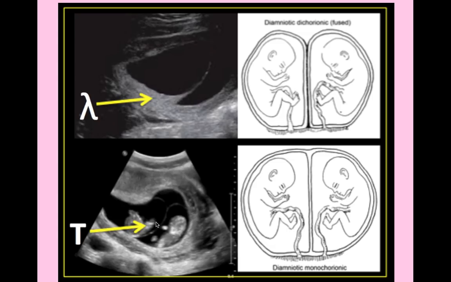We call this the T sign. Okay, so you see here you have two separate amniotic sacs and the twin membrane, but no peak. So no lambda sign, but you do see a T sign. This is your T sign right here.